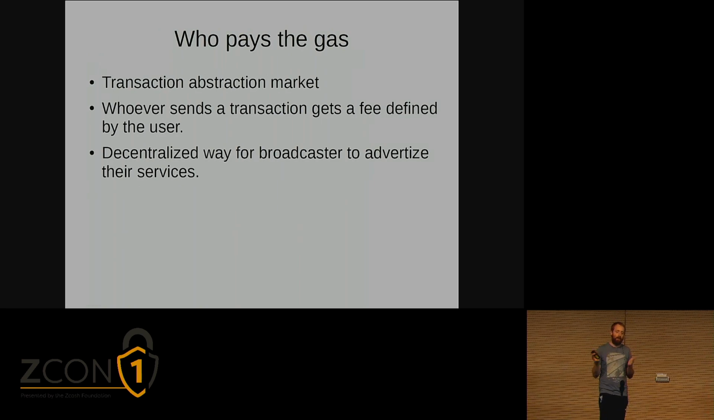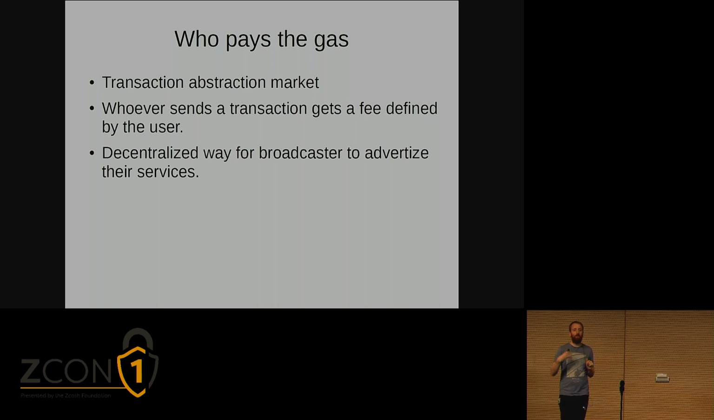Yeah, so then another problem is who pays for the gas. Ethereum has this gas model, so someone needs to come forward and pay for the gas. There are all these different ways to solve this, but I'm a little bit low on time, so let me skip this part.